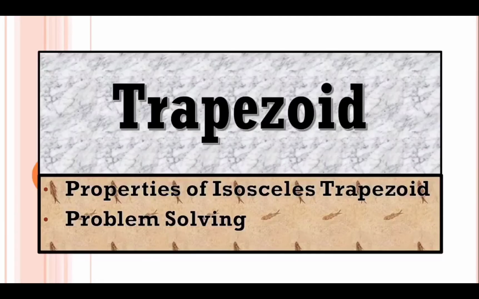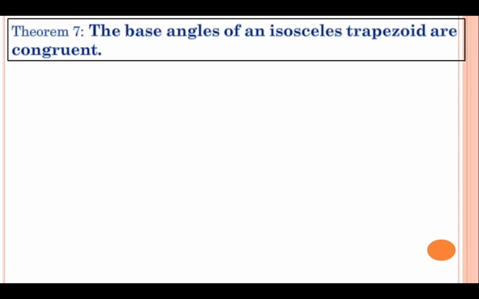Good day, learners! In this video, we will be proving theorems on isosceles trapezoid and apply them in solving problems. So let's have the first theorem, which states that the base angles of an isosceles trapezoid are congruent.